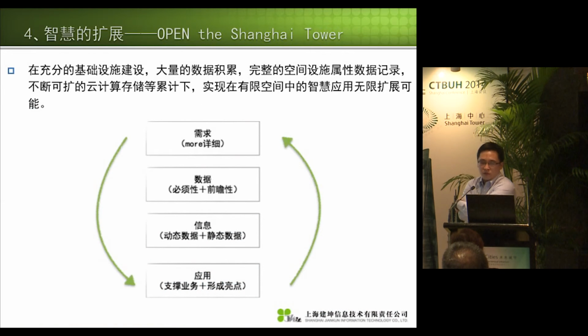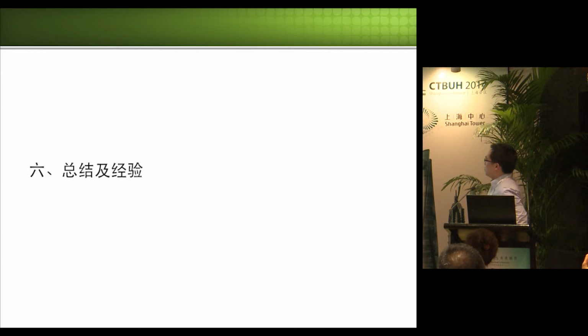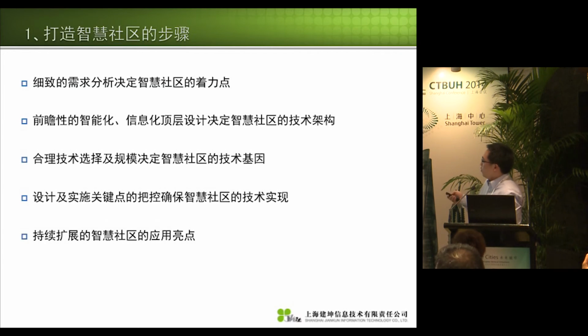And we would like to continue to extend the intelligent application with sufficient infrastructure and also the database, because our cloud computing storage can be expanded continuously. So that's why in a very limited area, we can achieve unlimited intelligent application in the future. The whole process will start with more specific analysis on the demand, and then the data will also be converged, and we will combine both the dynamic and the static data, and then we will continue to make applications to support the business. Finally, the wrap up.